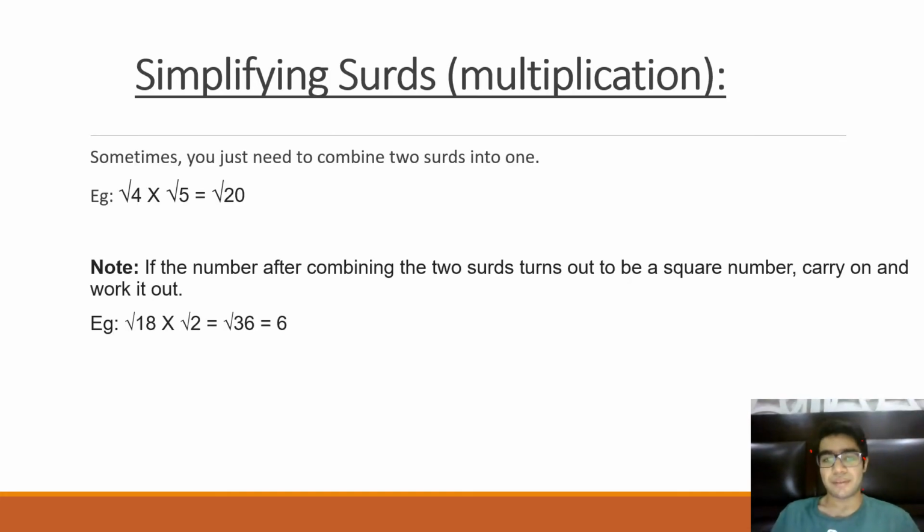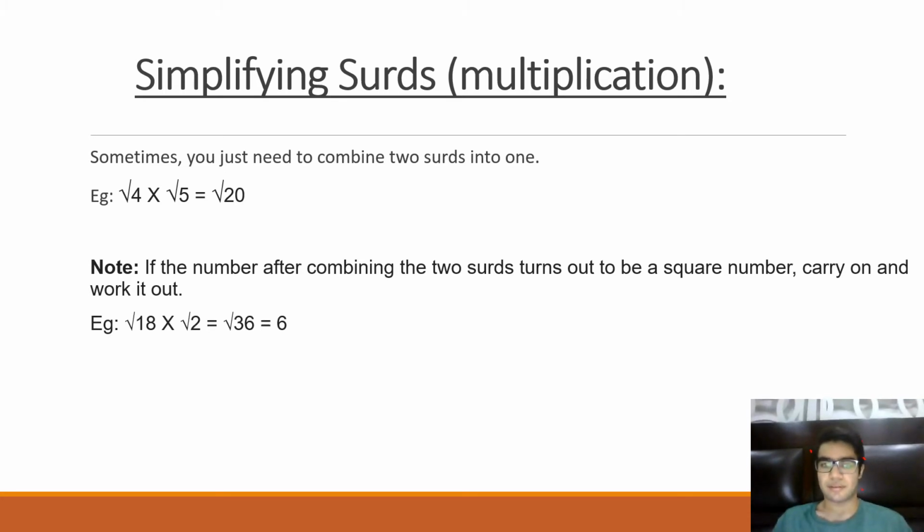Sometimes you just need to combine two surds into one. Here are more examples related to that. The square root of 4 times the square root of 5 is equal to the square root of 20, because we have combined these two. We have multiplied 4 with 5, which is 20. Instead of two square roots, we have one square root, but it's the square root of 20, okay?